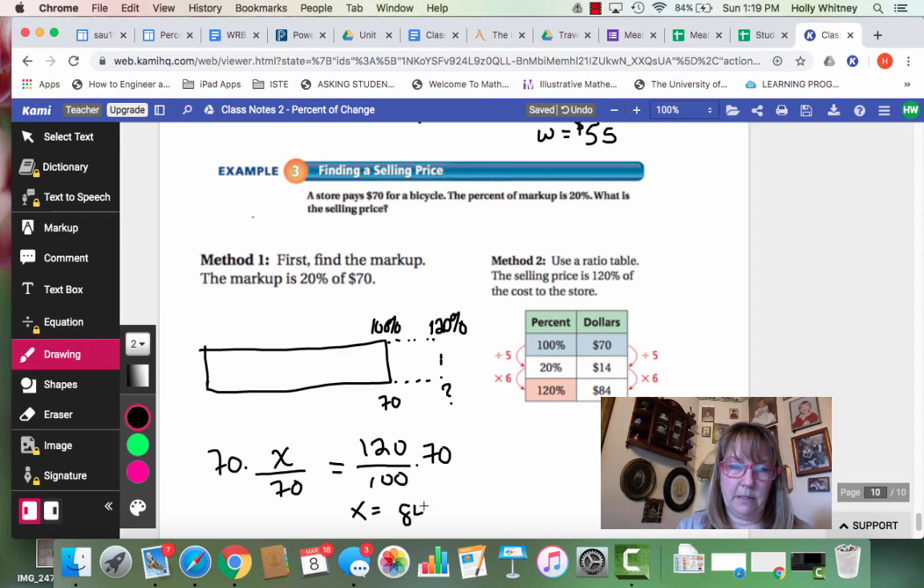That makes sense because that includes the $70 that the store had to pay for the bike plus the $14 that is going to end up being the profit. You can also use a ratio table to do this. We know that 100% of the bike is $70, 20% of the bike is $14, and if we add those two together, we get $84.